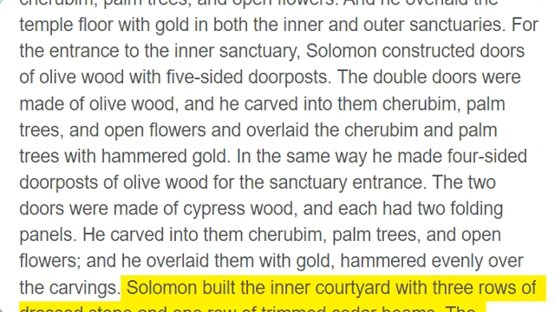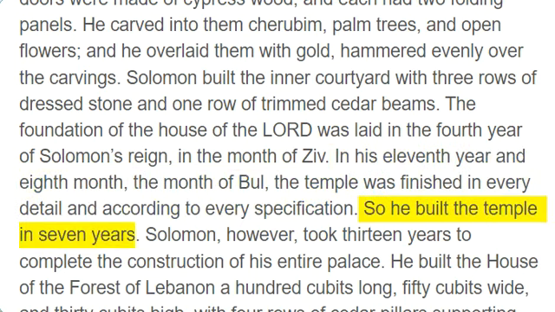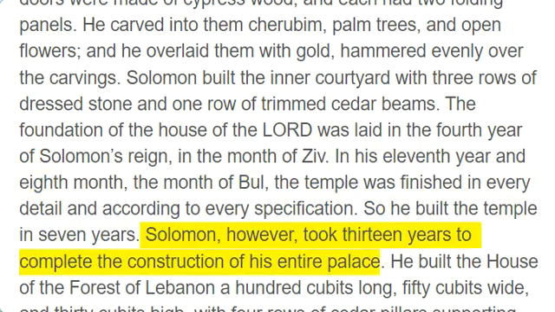The foundation of the house of the Lord was laid in the 4th year of Solomon's reign, in the month of Ziv. In his 11th year and 8th month, the month of Bul, the temple was finished in every detail and according to every specification. So he built the temple in 7 years. Solomon, however, took 13 years to complete the construction of his entire palace.